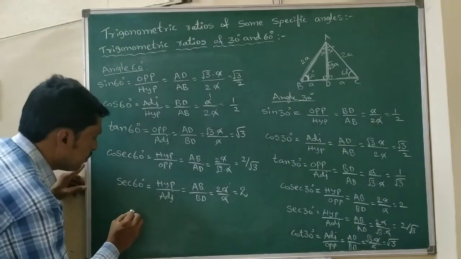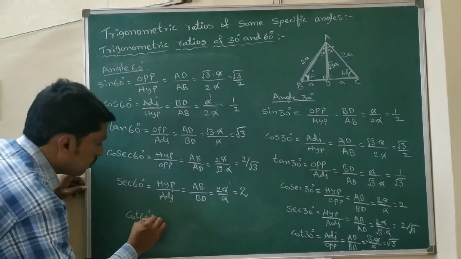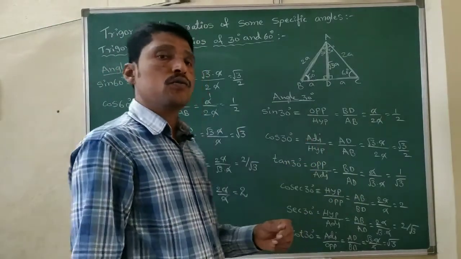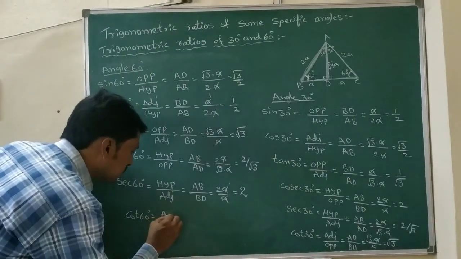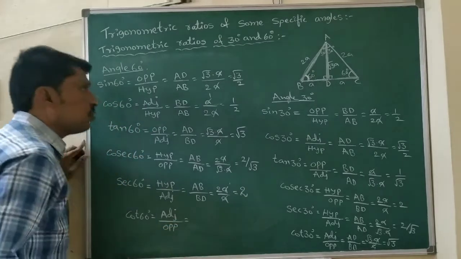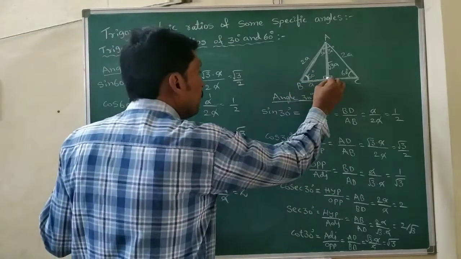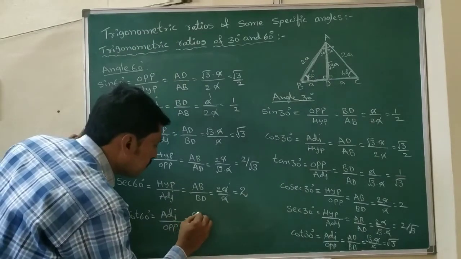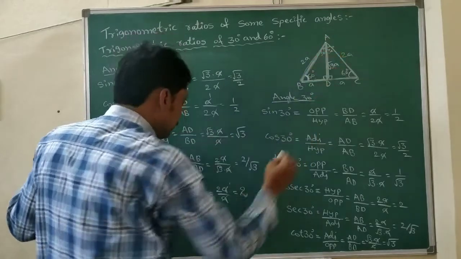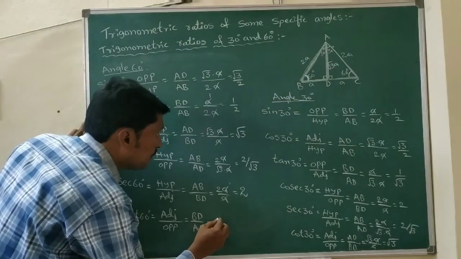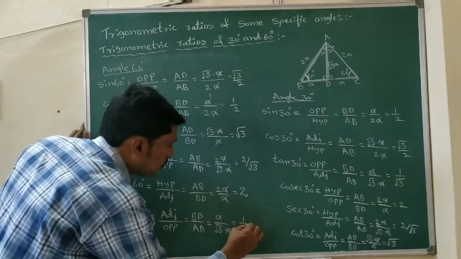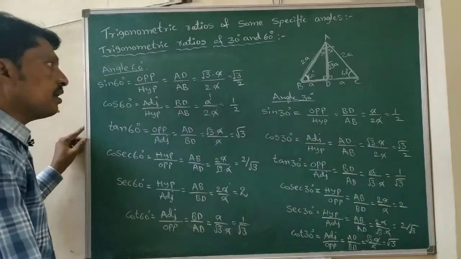Next, last one, it is cot 60 degrees. What is cot? Adjacent side to angle 60 by opposite side to angle 60. So what is adjacent in the figure? BD is the adjacent, by opposite, which is AD. That equals BD value A by root 3 into A. A gets cancelled, that equals 1 by root 3 is the answer.